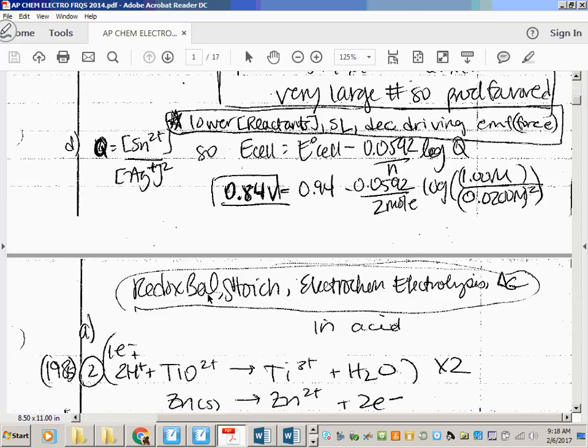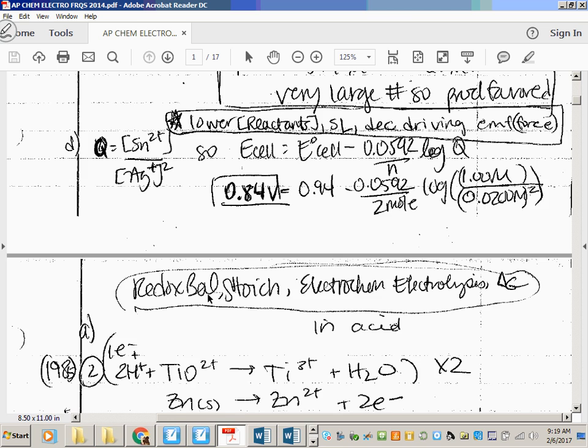So when you plug your values into Q, you should notice that the silver ion was squared because it had its 2 coefficient in the overall reaction. Taking those, popping them into the Q expression, plugging in your concentrations. First thing you should notice is that we've changed the concentration of silver to be 0.02 versus the standard 1. So you should do your prediction first.